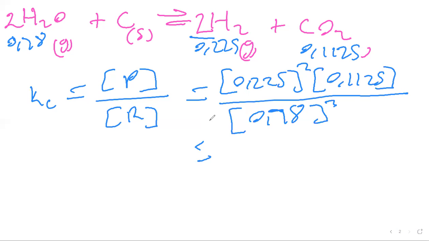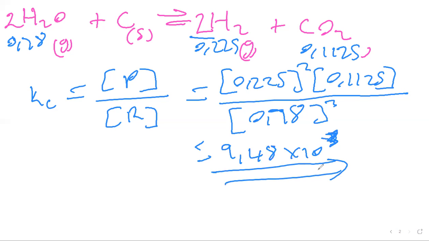It's 9.48 times 10 to the power -3. 9.48 times 10 to the power -3. Okay, so this is your final Kc value, 8 marks for that.